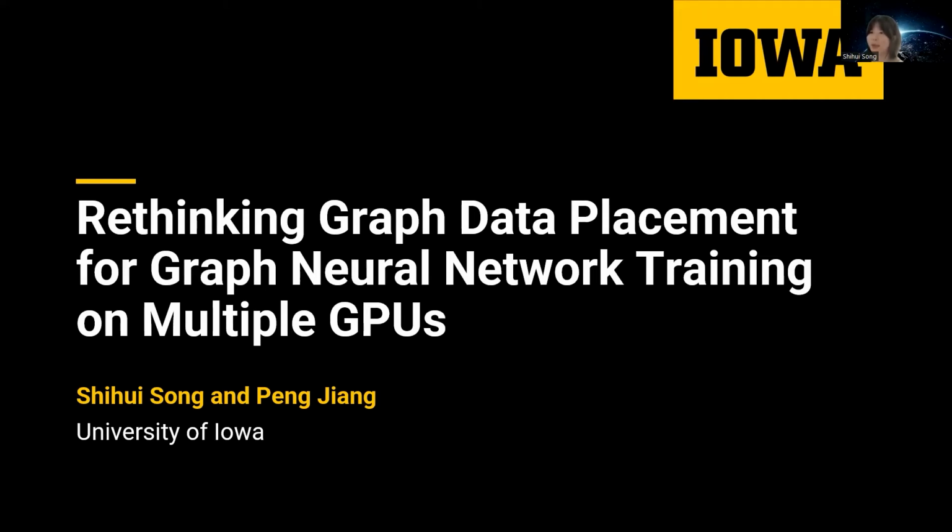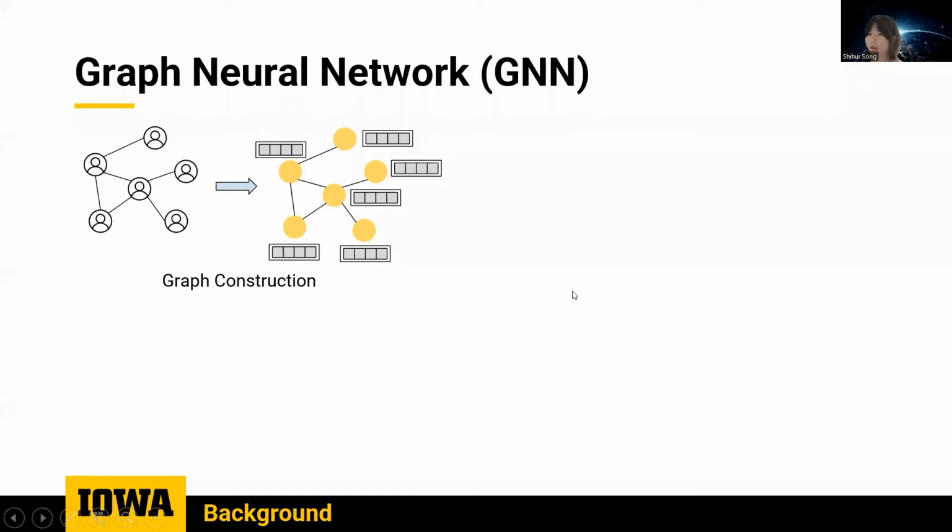Today I'm going to introduce our work, Rethinking Graph Data Placement for Graph Neural Network Training on Multiple GPUs. Graph Neural Network, also known as GNN, now is the state-of-the-art model for machine learning tasks on graphs. GNN plays an important role in many application domains, such as content recommendation, traffic prediction, and so on.